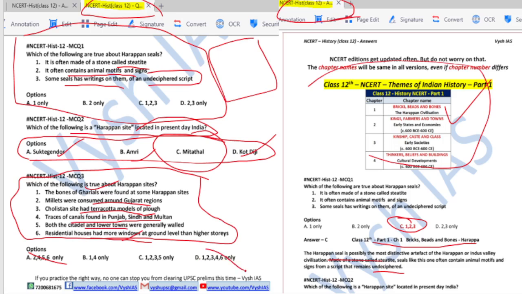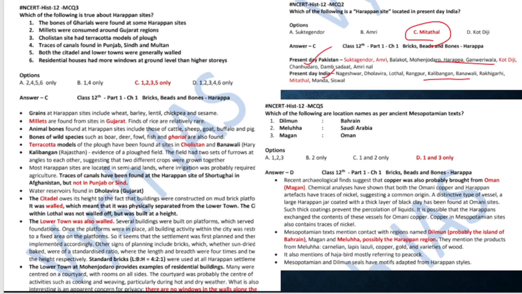Same like that, canals were not found everywhere. Canals were not found in Punjab and Sindh, so the fourth also you can eliminate and you get the answer as 1, 2, 3, 5. By looking at just two statements which you could have learned from the same NCERT, you could have solved this question.